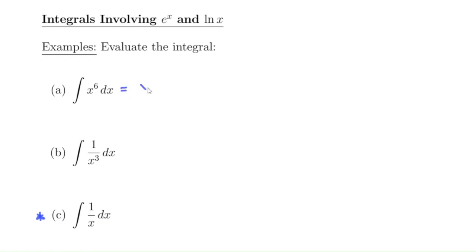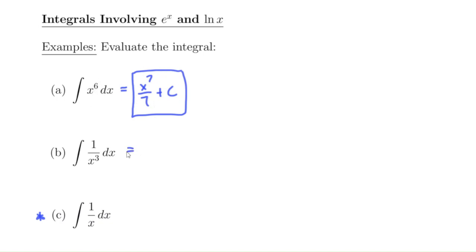Well, notice it's just x to the 7th over 7 plus c. So that's the power rule for integrals that we're doing there, right? Remember, we raise this power up by 1 to get x to the 7th and divide by that number. And what it means to say that the integral of this is that the derivative of this is this.